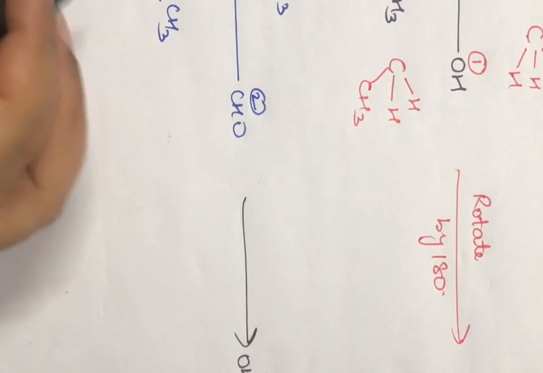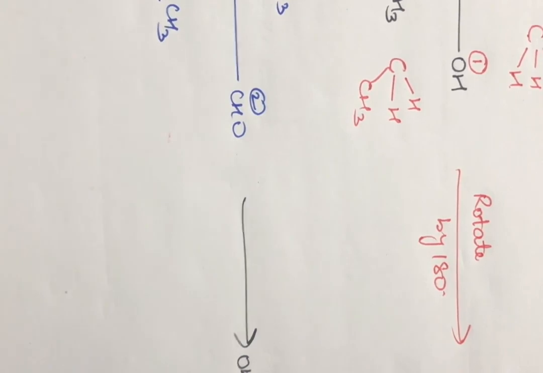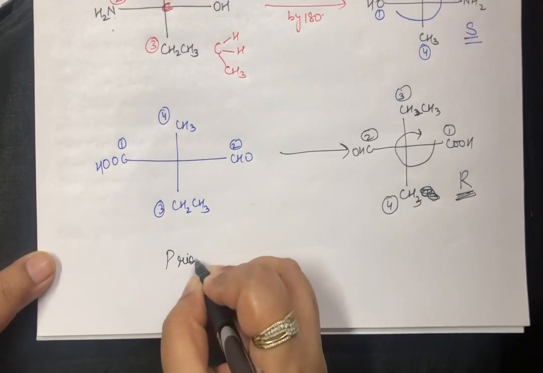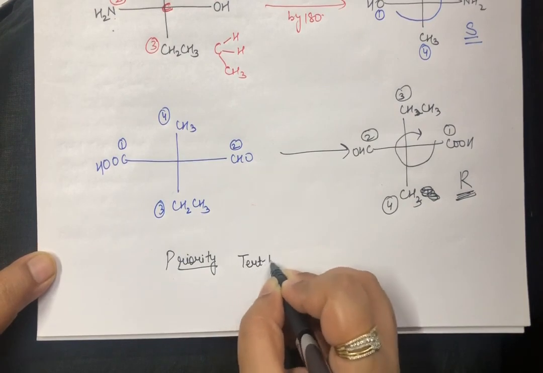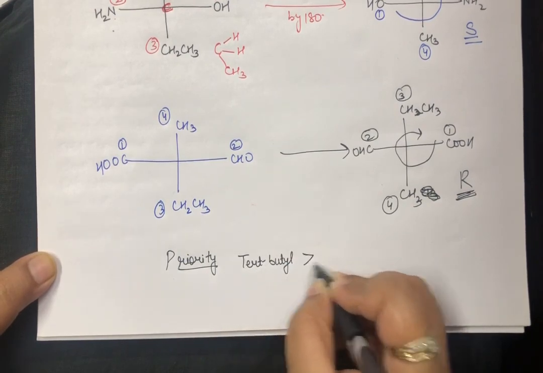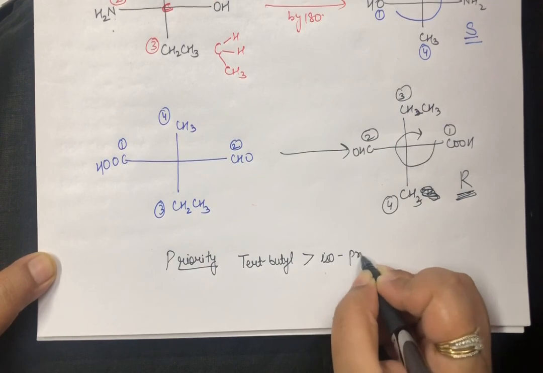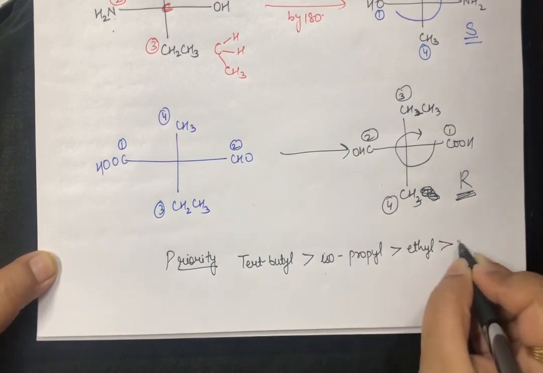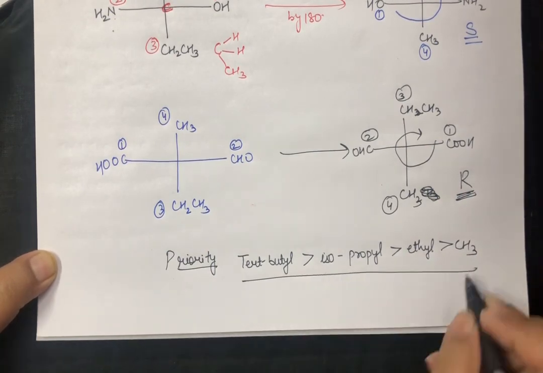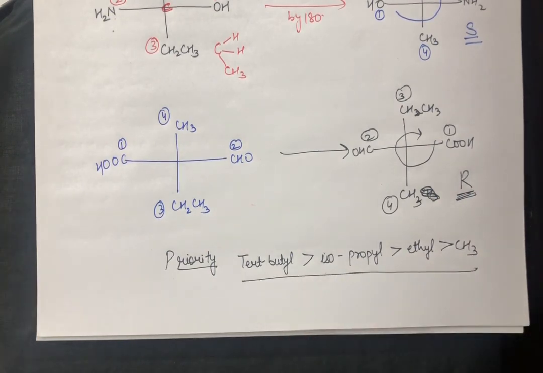Also, if you have to select the priority order between a few important groups, I am giving it right here. So if you have a tertiary group, it gets more priority than an isopropyl group, then a normal ethyl group, and then the final methyl group. So this priority order will come in handy when you will be deciding all the 4 groups and their priority.